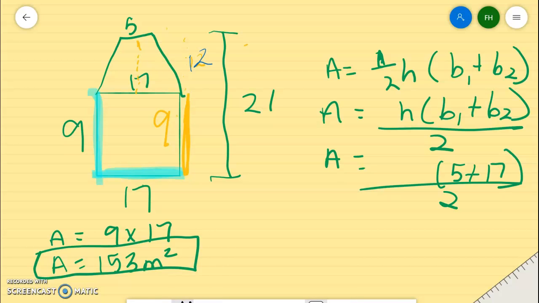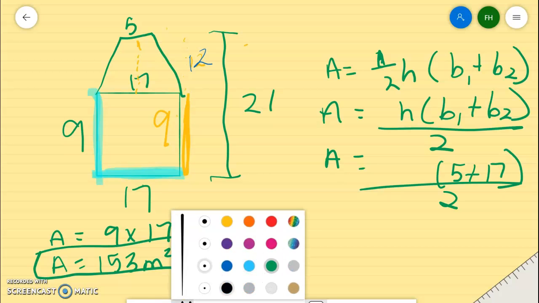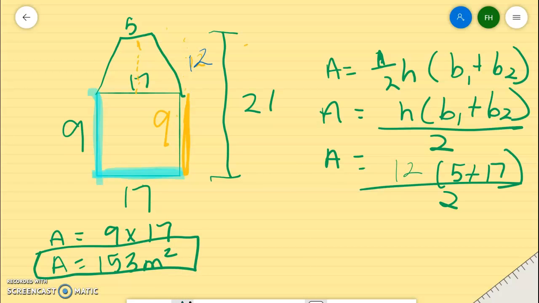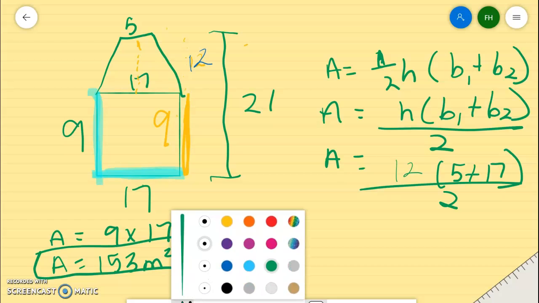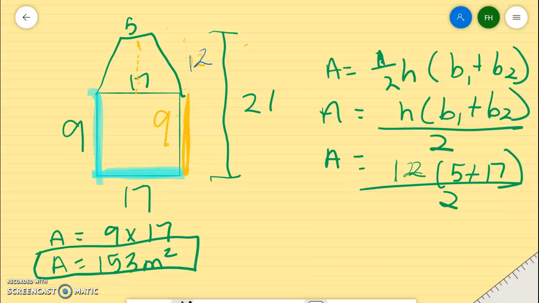Where did my green go? Okay. So when you do 5 plus 17 is 22 times 12 divided by 2. 22 times 12 divided by 2 is 132. Is that right? Yep. Okay.